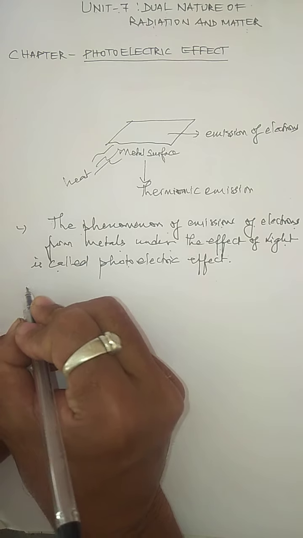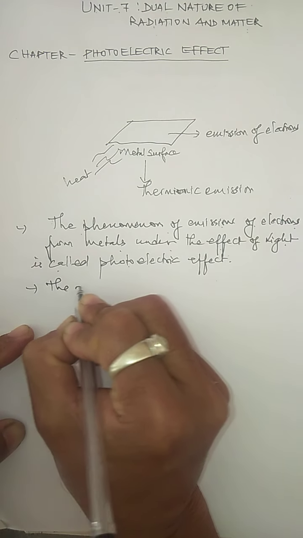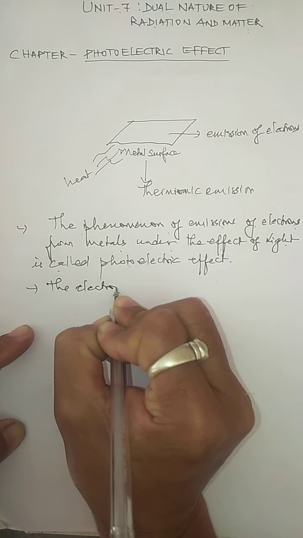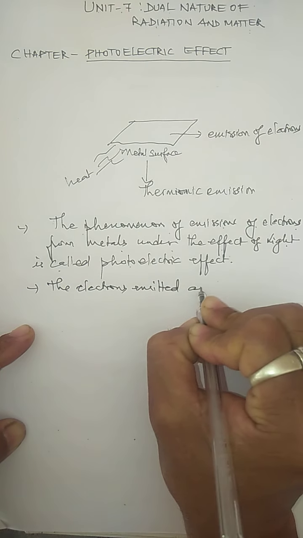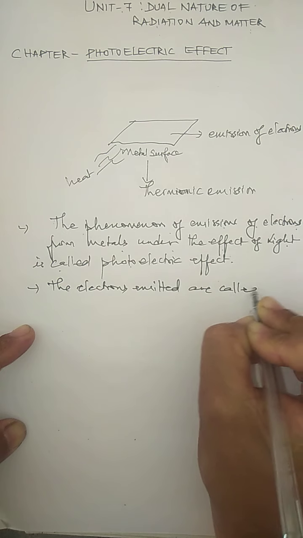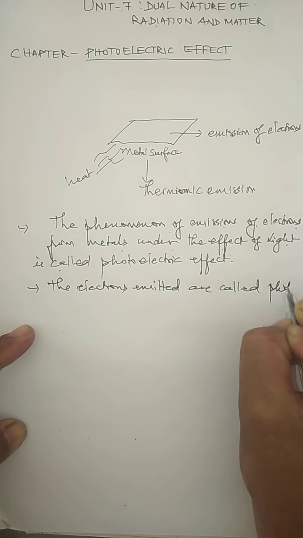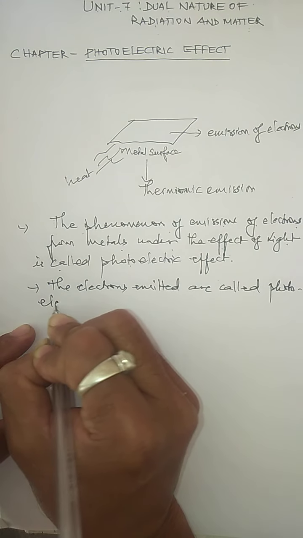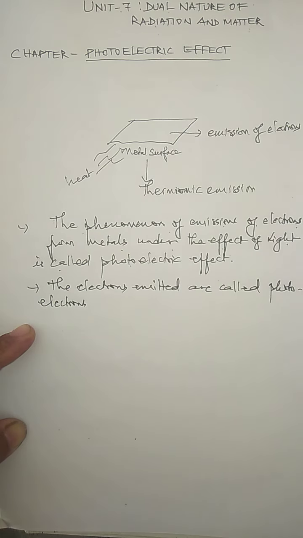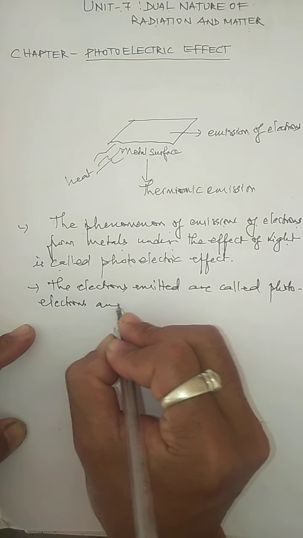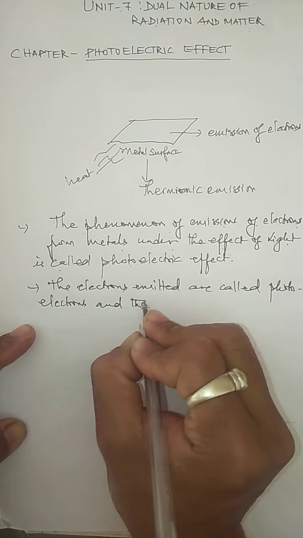They are called what electrons? Photoelectrons. So when electrons are emitted from the metals, these emitted electrons are called photoelectrons.